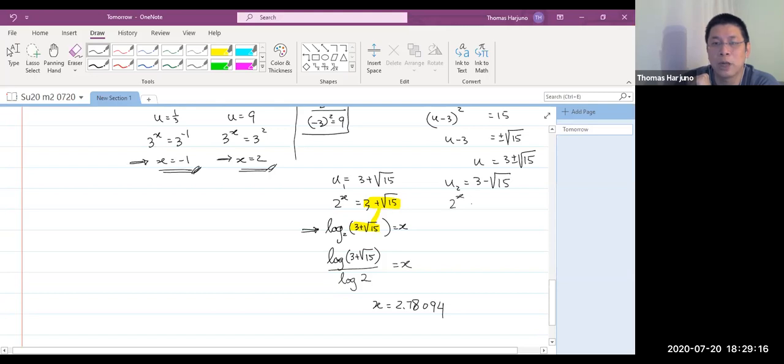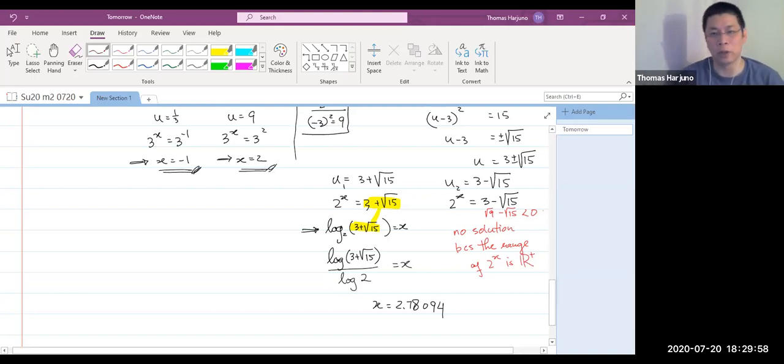Now the second part, 2 to the x equals 3 minus square root of 15. But the thing is, 3 is less than square root of 15. Yeah, 3 is square root of 9, right? The square root of 9 minus square root of 15 will be negative. But the range of 2 to the x is from 0 to infinity. So no solution because the range of 2 to the x is positive real numbers. Okay, so here we have only one solution.